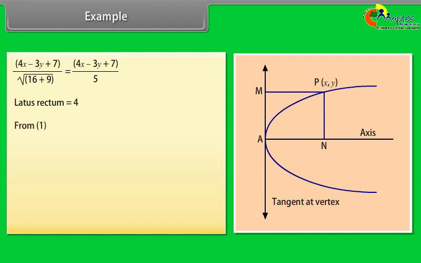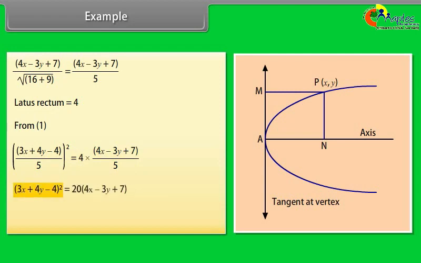From equation 1, ((3x plus 4y minus 4) upon 5) whole squared is equal to 4 into (4x minus 3y plus 7) upon 5. So (3x plus 4y minus 4) whole squared is equal to 20 into (4x minus 3y plus 7). This is the required equation of the parabola.